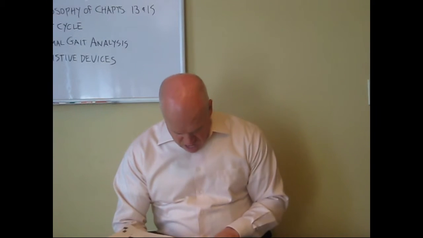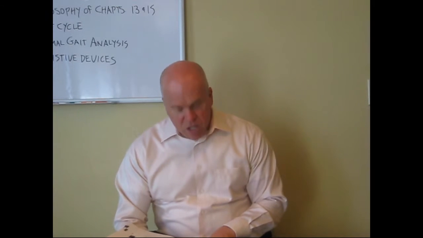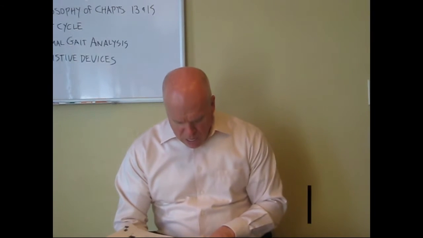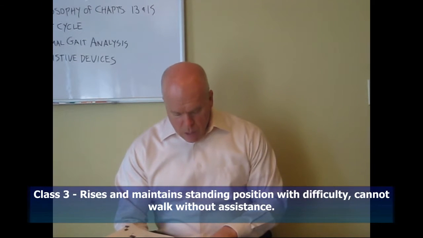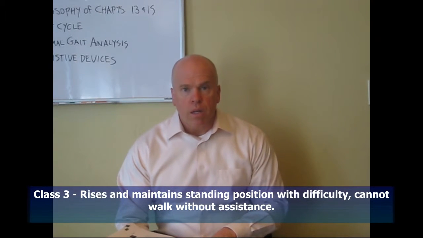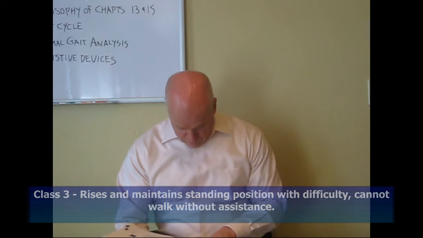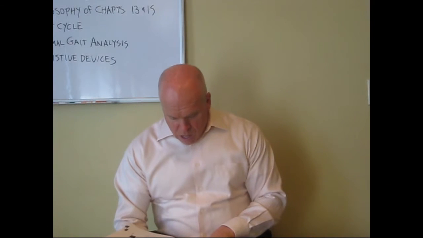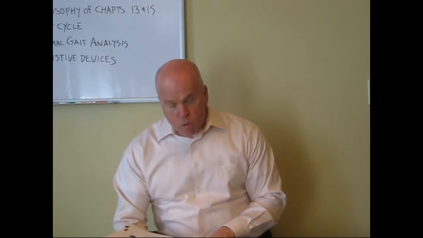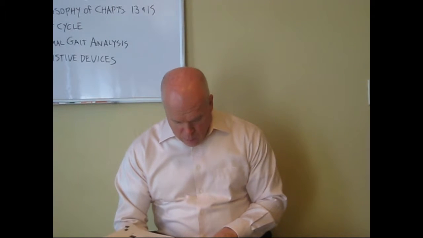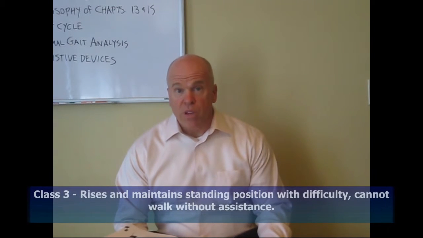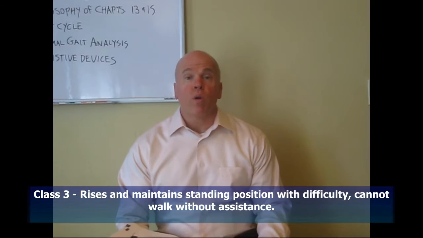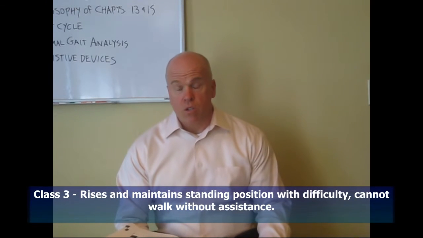Okay? Class 3 impairment is an examinee who rises and maintains a standing position with difficulty, but cannot walk without assistance. They rise and maintain standing position with difficulty, but cannot walk without assistance. This is due to a central or peripheral nervous system disorder.